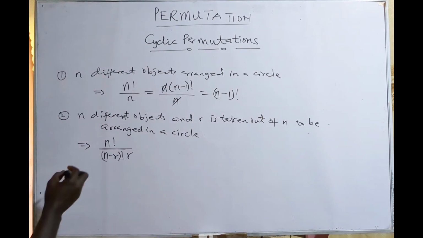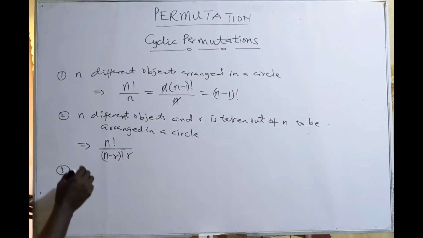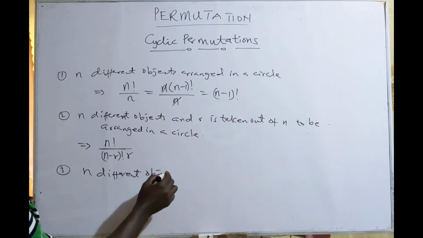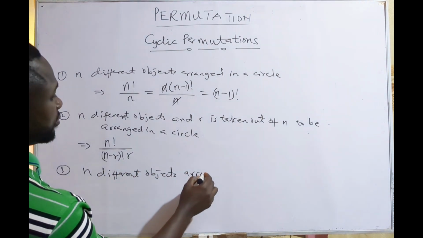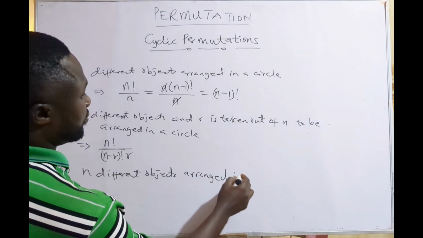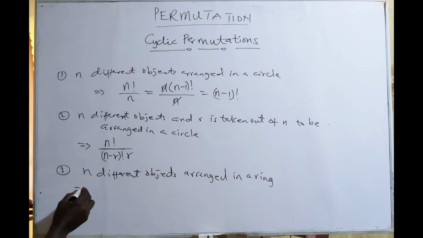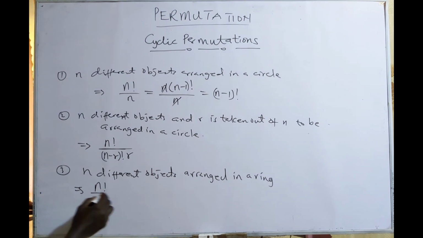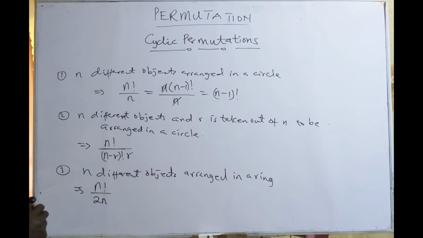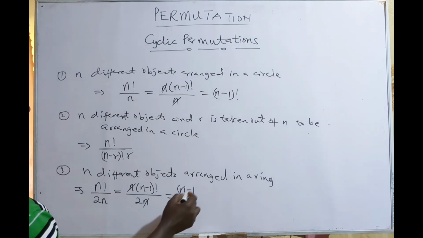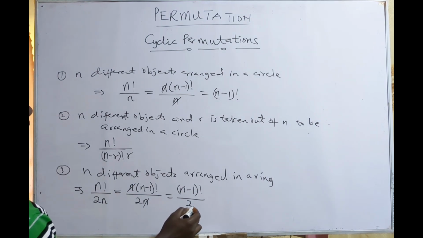Then number 3, n different objects arranged in a ring. If it's arranged in a ring, then it will be n factorial divided by 2 times n. And you know n factorial is n times n minus 1 all factorial, multiplied by 2n. So this n will cancel this n, and I have n minus 1 all factorial divided by 2.